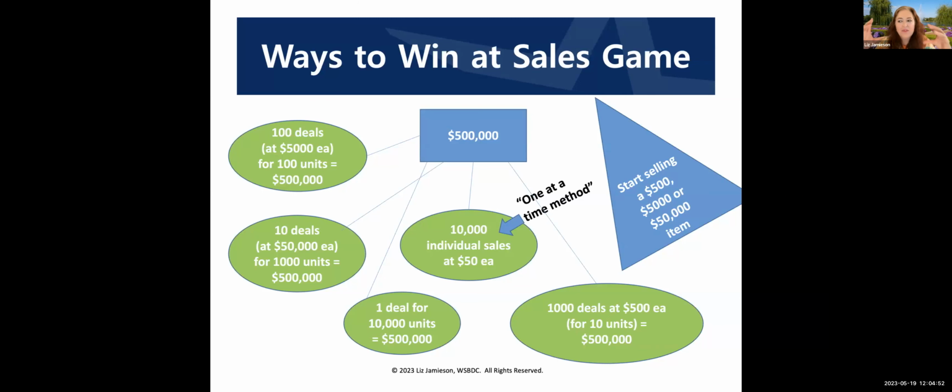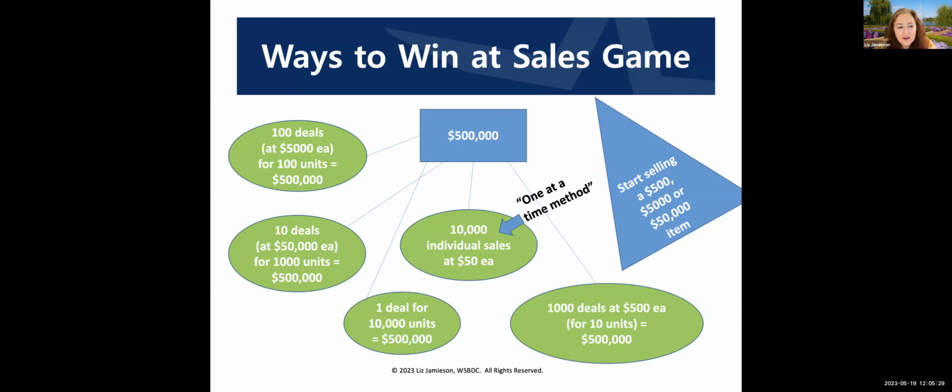Take your annual sales number and then list all the different ways that might occur, right? If I want to sell $500,000 this year, right? I could sell, at the center of the slide here, the one at a time method, right? I could have 10,000 sales at $50 each. Wow, I'm getting tired just saying that, right? That's the exhausting way to get to 500,000. Or I could do any of these other options.